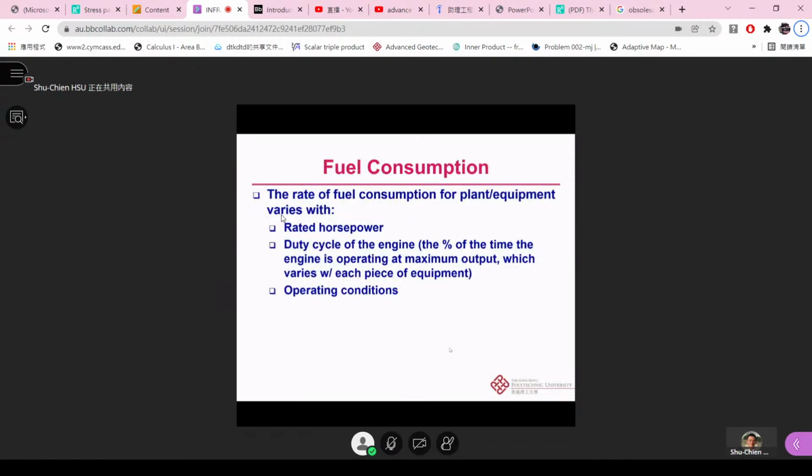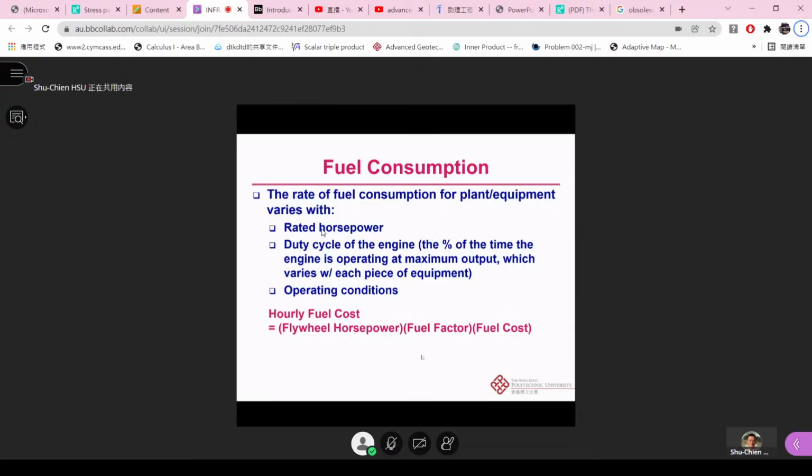So then the next one, we have the fuel consumption, like the rate of the fuel consumption for the plant and equipment varies with the rate of horsepower, duty cycle of the engine, like the percentage of the time the engine is operating at maximum output, which varies for each piece of equipment and also the operating conditions. All right. So the hourly fuel cost we will take into account, like the flywheel horsepower times the fuel factor times the fuel cost.